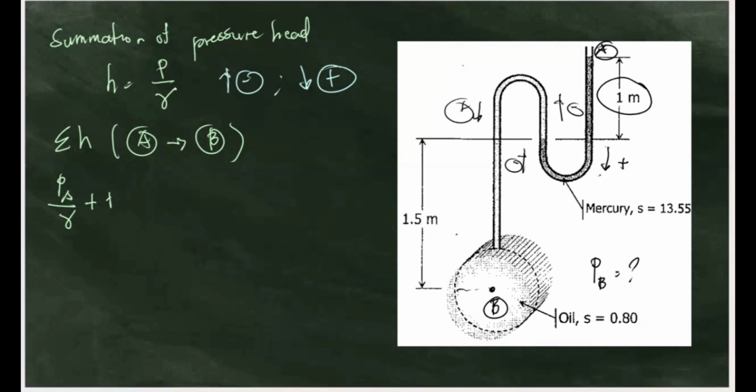Ano mangyayari doon sa specific gravity na? E di, multiply natin, dahil meron siyang known na specific gravity. Okay? So, ito siya times 13.55. Okay? And then, ano pa?